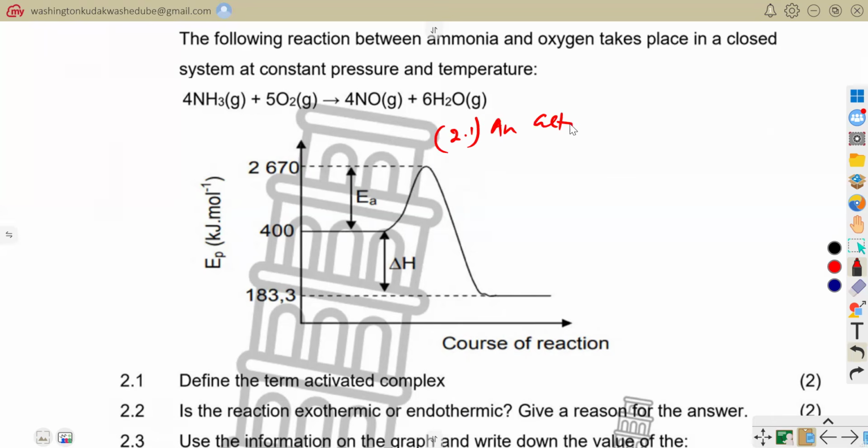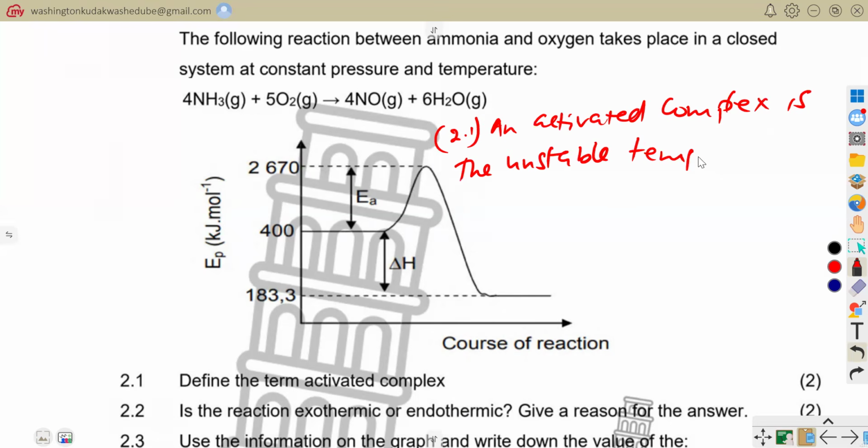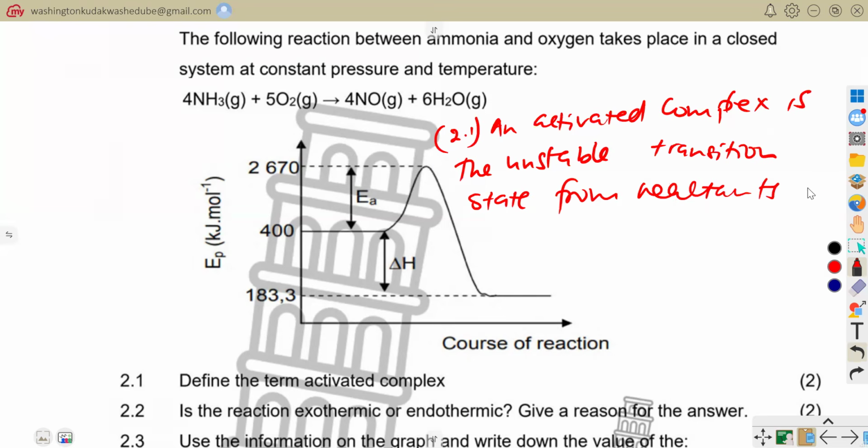an activated complex is the unstable temporary state, or let me call it the transition state, the unstable transition state from reactants to what? To products. So we are transitioning from reactants to products.